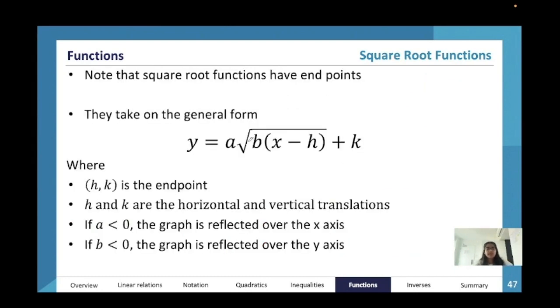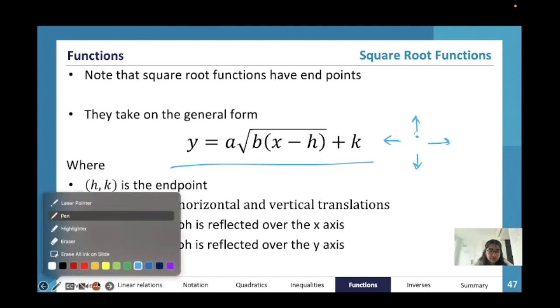Okay, so again, back to the general form. h, k, that's our endpoint of the square root. And there's also horizontal and vertical translation. So the endpoint can move up, it can move down, it can move to the right, it can move to the left. If a is less than 0, the graph is reflected over the x-axis. If b is less than 0, it's reflected over the y-axis. Okay, so let me just draw a graph to show you what's happening.